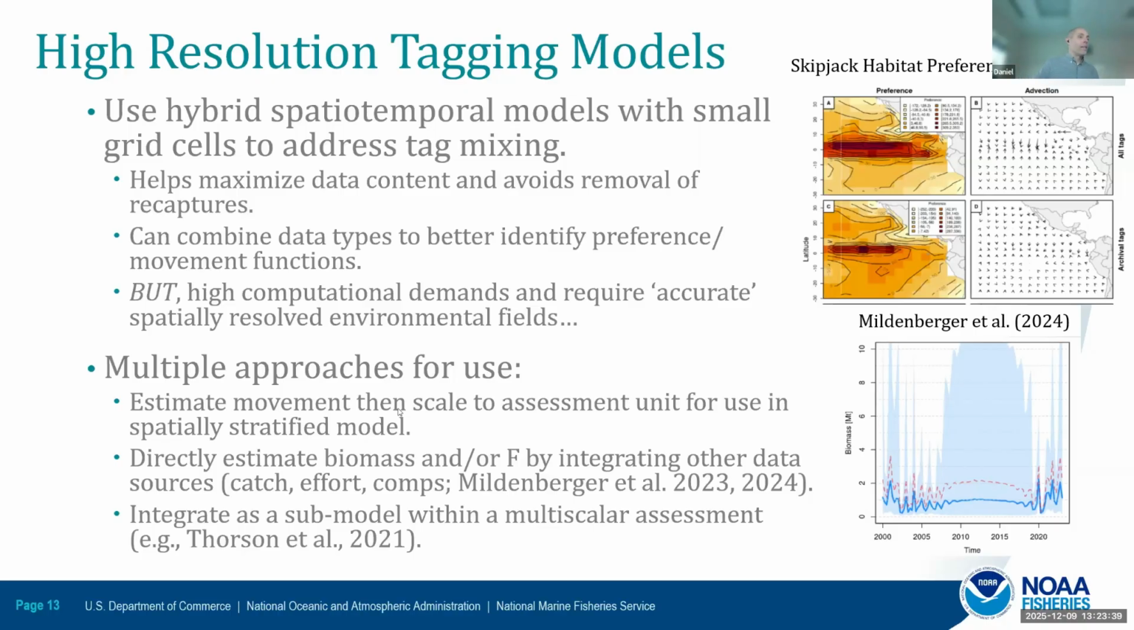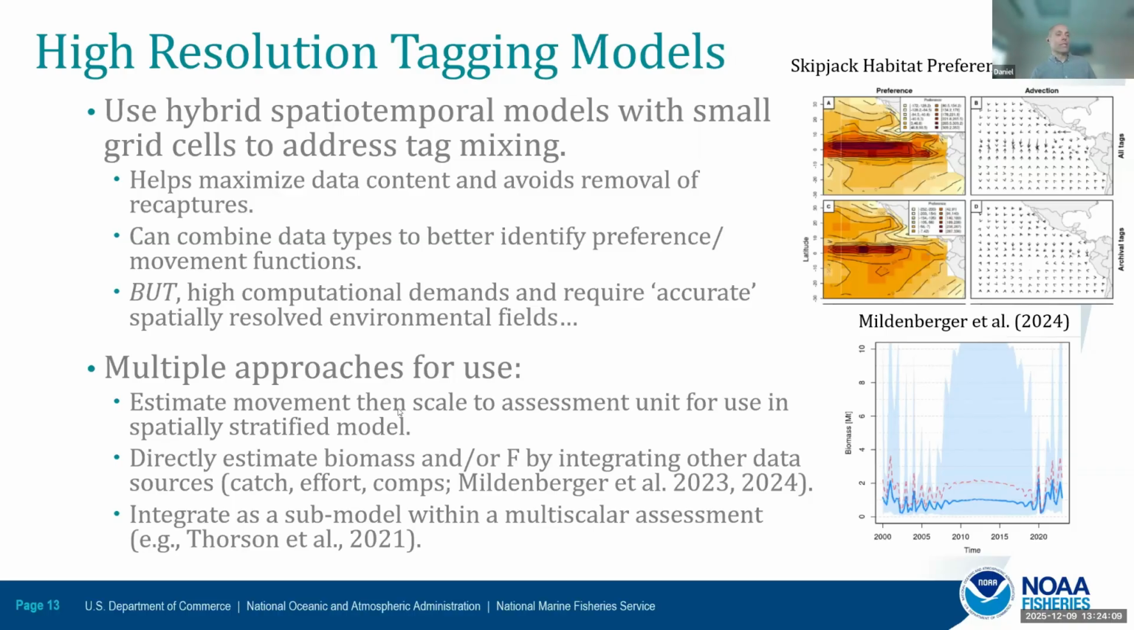And again, we already talked about this, but there are multiple ways that these could be used. You can estimate movement externally, scale that up and put that into a spatially stratified assessment unit. There are examples. I think we're going to hear from Tobias in the next presentation about his efforts with all of this. But essentially, estimating fine scale biomass by integrating tagging data with catch effort and, I think, comps.